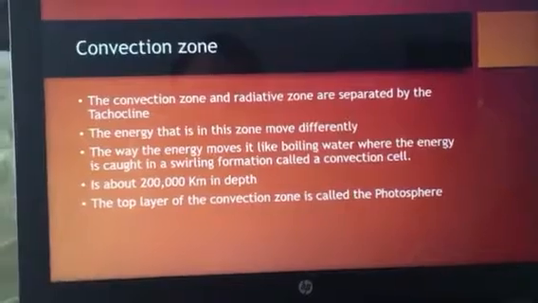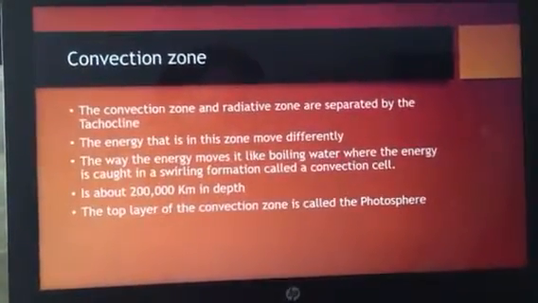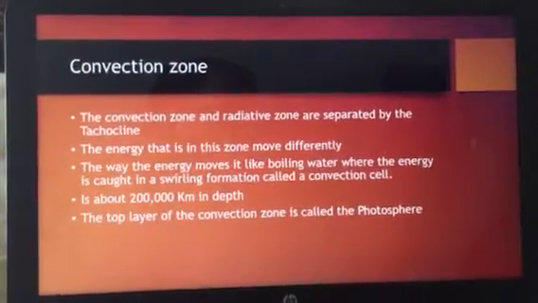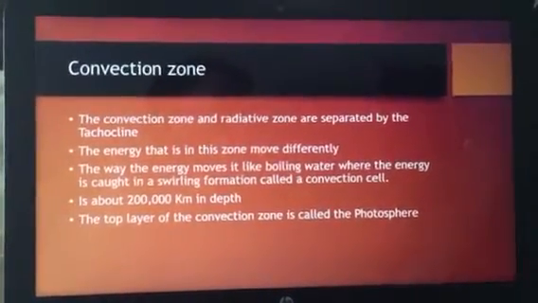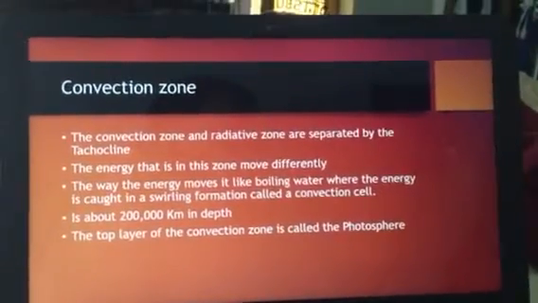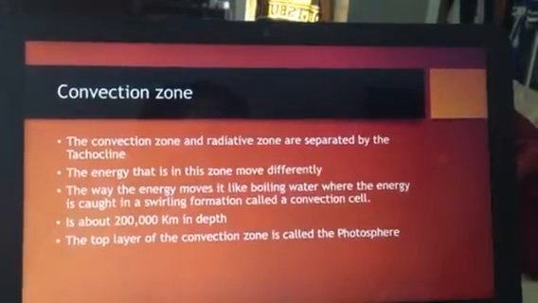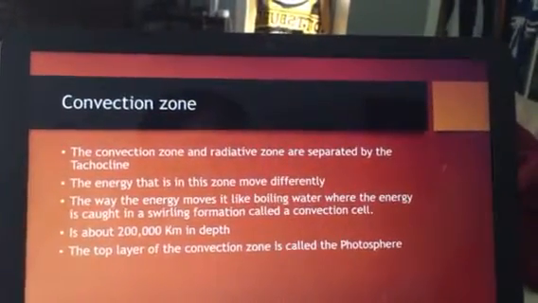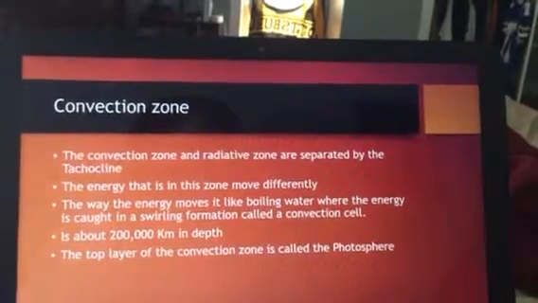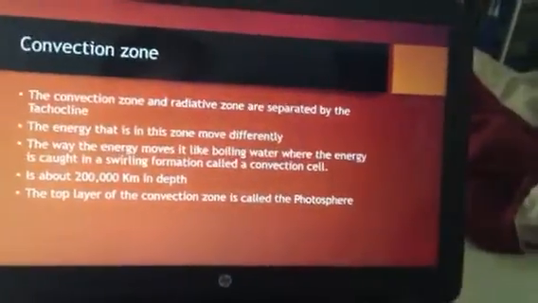The next layer is called the convection zone. The convection zone and the radiative layer are separated by a thin boundary called the tachocline. This zone reaches a depth of about 200,000 kilometers. This is a smaller portion of the Sun. The energy that is within this zone moves very differently.